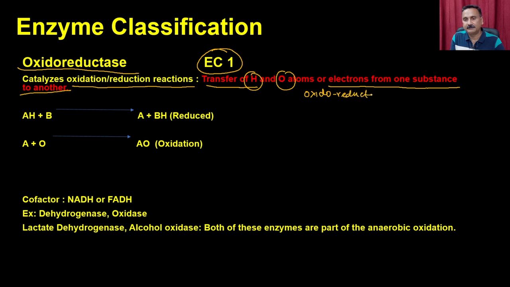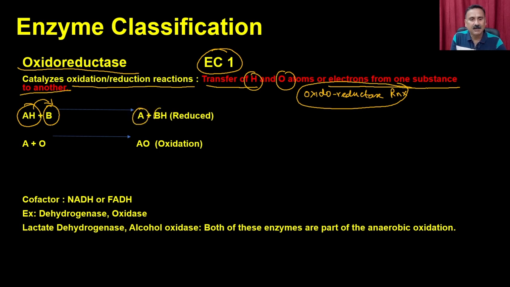So it is going to catalyze the oxidoreductase reactions, which means the withdrawal or the addition of the electron from one substance to another substance. If you have a substrate AH, and you add another substrate B, this enzyme is going to withdraw the proton or the hydrogen from this, and transfer that onto the B, and that's how it is going to form A plus BH. So this is a reduction reaction.